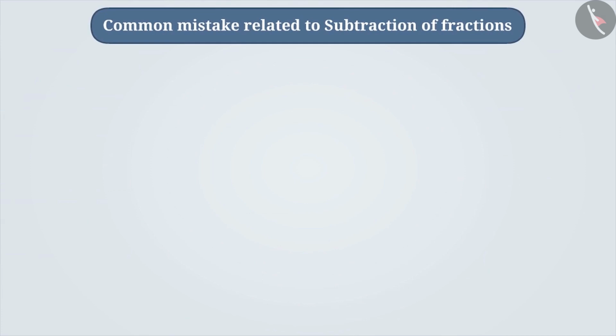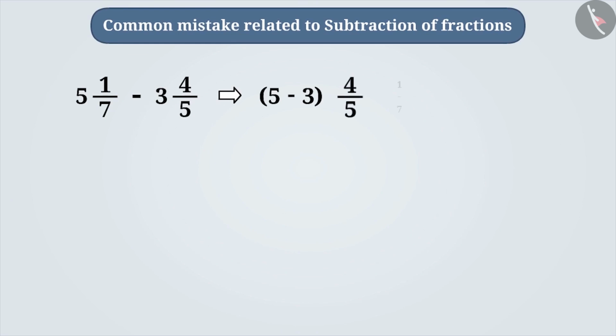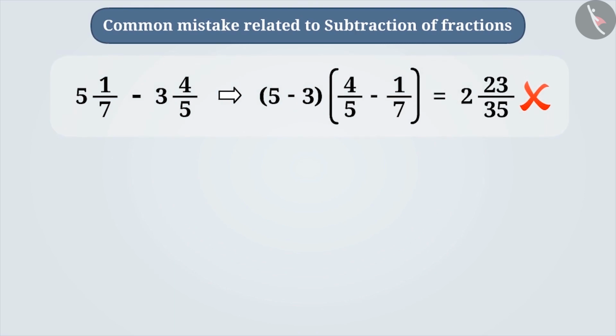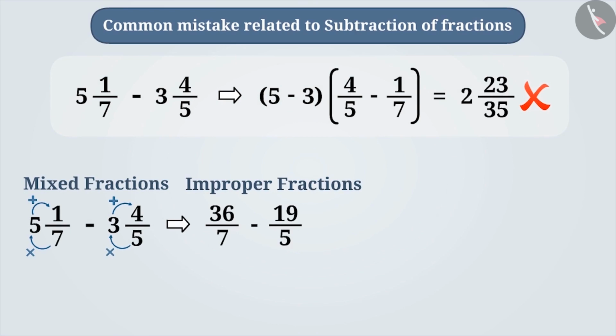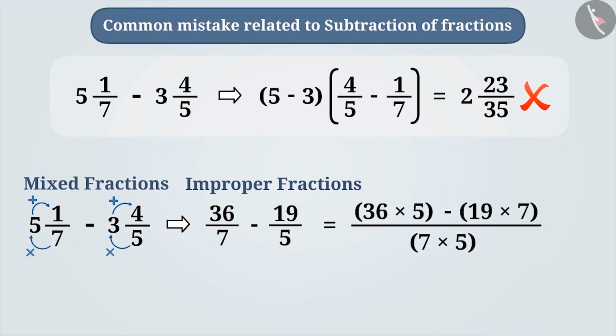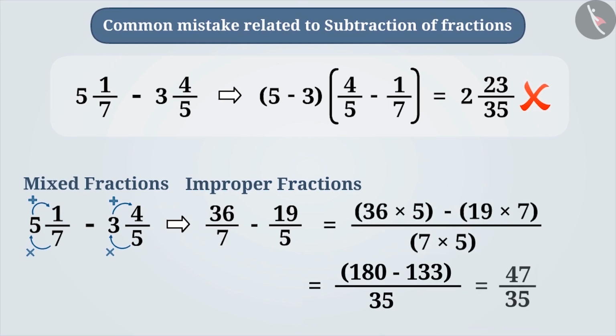Let us see a common mistake. While subtracting two mixed fractions, the smaller whole number is subtracted from the larger whole number and the smaller fraction is subtracted from the larger fraction. By doing so, we get an incorrect answer. The correct way to do this is to convert the mixed fractions into improper fractions. Then, the equivalent fractions of these fractions are found by making their denominators the same. Then, these fractions are subtracted.